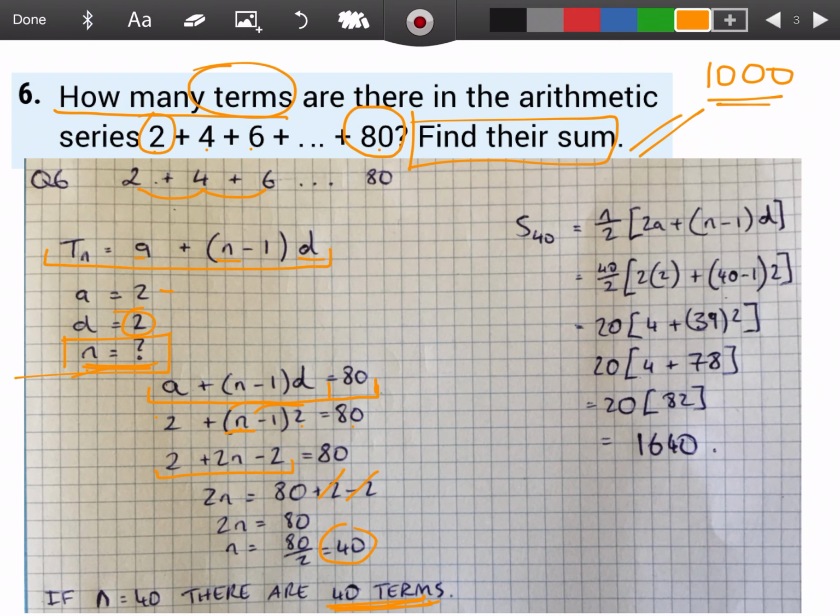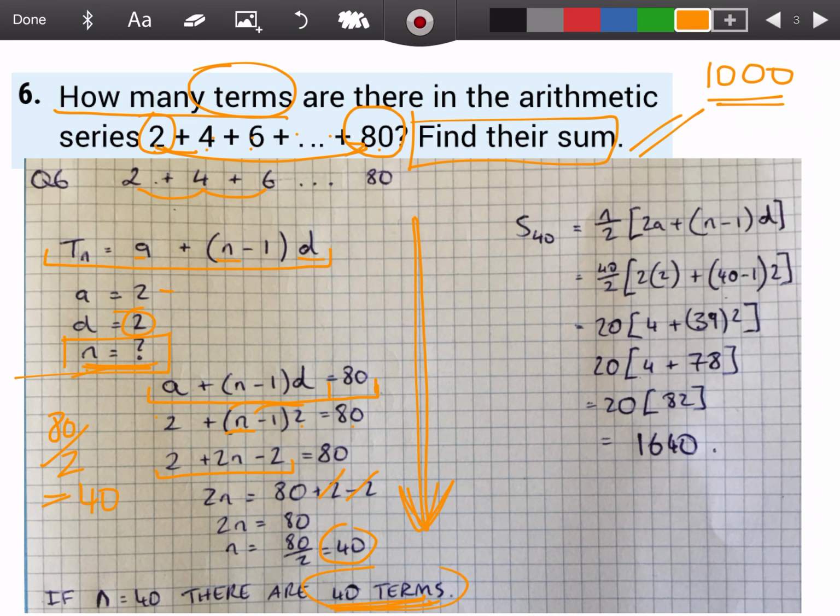Also, if we think about what's happening in this series, I've got 2, 4, 6, 8, 10, 12, and so on. You can see that it's multiples of 2. You can see it's going up in 2s. I can think about the common difference: how many 2s go into 80? How many times can I put 2 in a list up to 80? And it's 40 times, because 80 over 2 is 40. So that's how many terms there are in the series. But as I said, going down this route is definitely most beneficial, so I would suggest doing so.